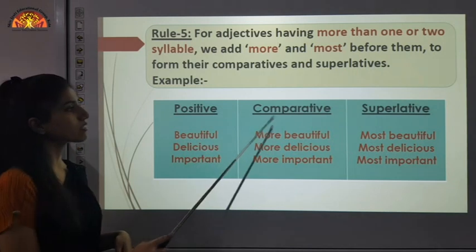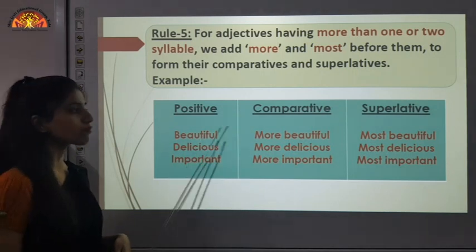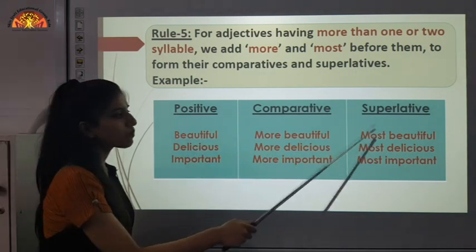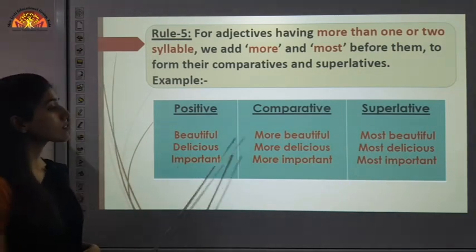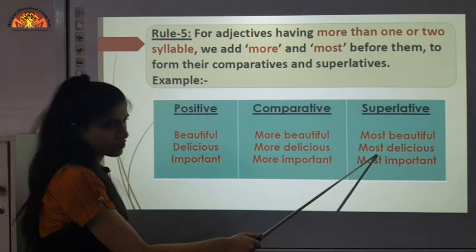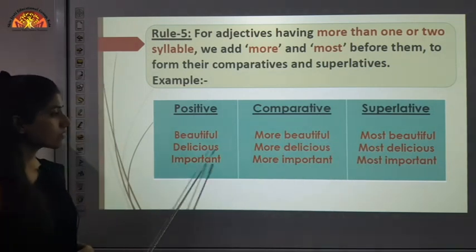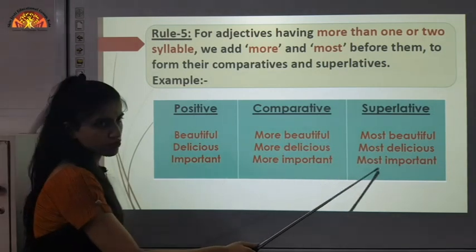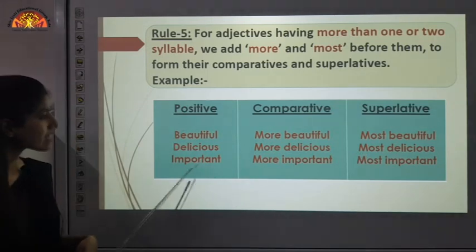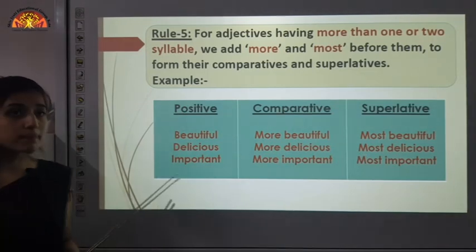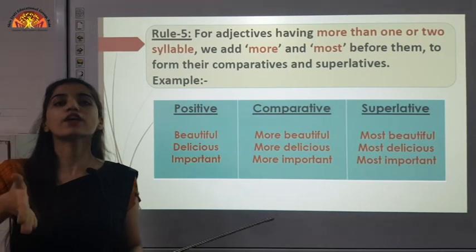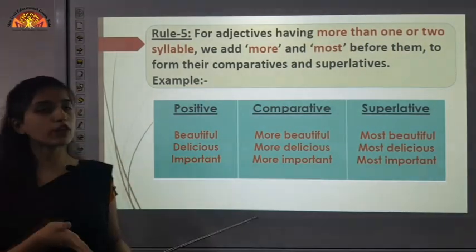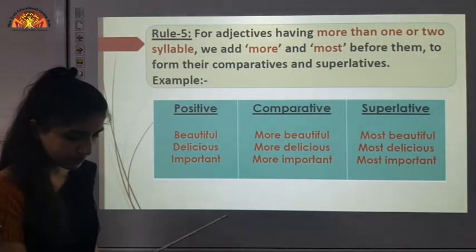So it's beautiful, then the comparative form of beautiful is more beautiful and the superlative form of it is most beautiful. Delicious, more delicious, most delicious. Important, more important, most important. So here in these words we can see there is one common thing, that is the words are having more than one vowel in them, that is more than one or two syllables.